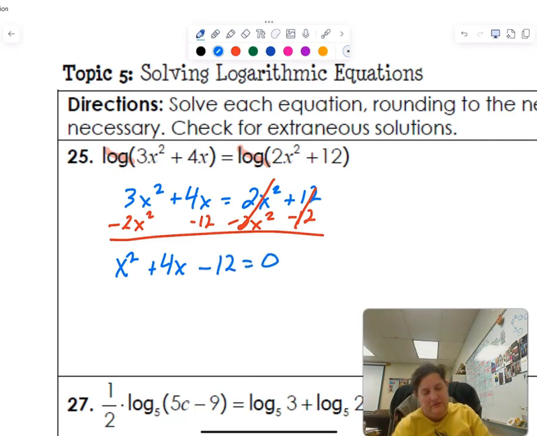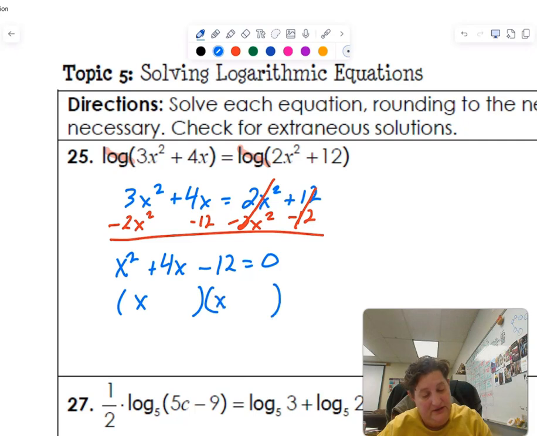Okay, minus 12 equals 0. And this is one that's pretty easy to factor. What multiplies to make 12 and subtracts to make 4 is plus 6 minus 2. So x is negative 6 and positive 2.